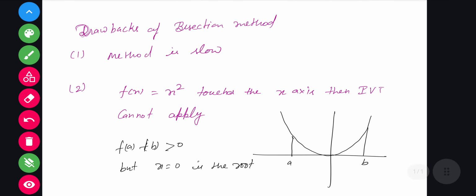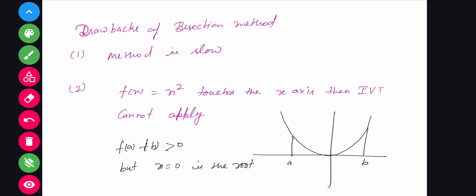Now let's see the drawbacks of the bisection method. The main drawback of the bisection method is that it is slow, right? The method is slow because it divides the interval only into half, and this is a very low order of convergence, and we have much better methods than this one. So that's why we are saying this is slow, right? It is comparative.